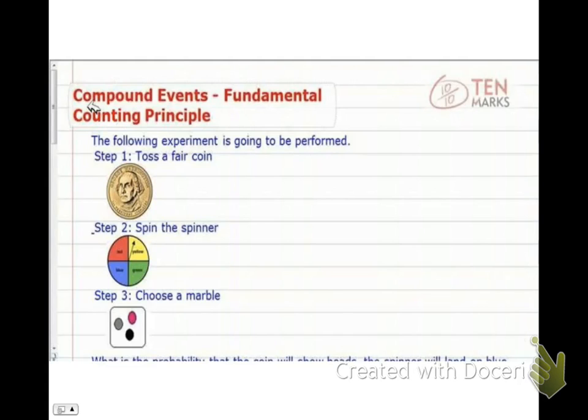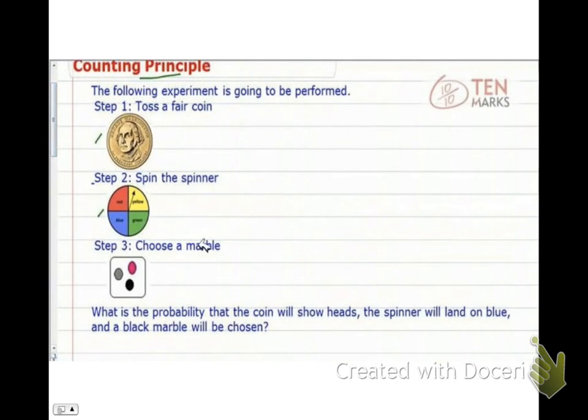Now let's learn about compound events using the fundamental counting principle. We're talking about probability here. And the problem says that the following experiment is going to be performed. Step 1, we toss a fair coin. Step 2, we spin a spinner, which has got 4 possibilities, red, yellow, blue, and green. And the third part is choose a marble, which is gray, pink, or black. The question says, what is the probability that the coin will show heads, the spinner will land on blue, and a black marble is chosen, right?